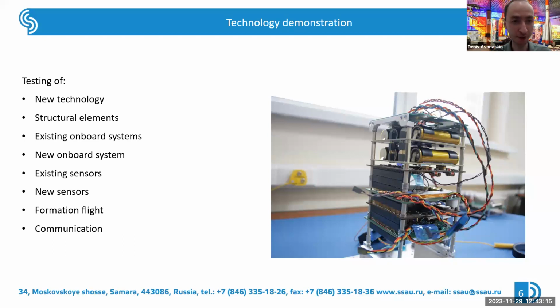What kinds of tasks or problems can we solve with nanosatellites more? Here, one more example. We can launch nanosatellites as technology demonstration. For example, we can test new technologies, new structural elements, or already existing onboard subsystems. We can test the new onboard subsystems or sensors. We can test the technology of formation flights, so it's flight of a group of satellites. Also, we can test some kinds of communication.